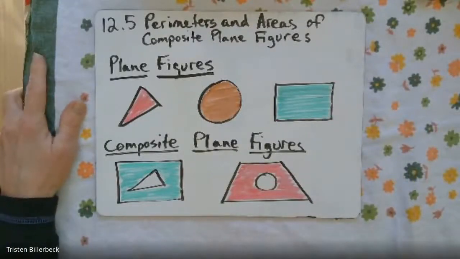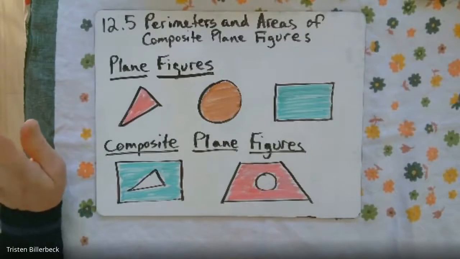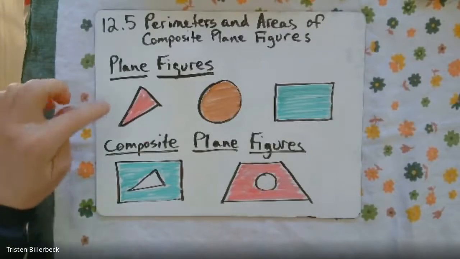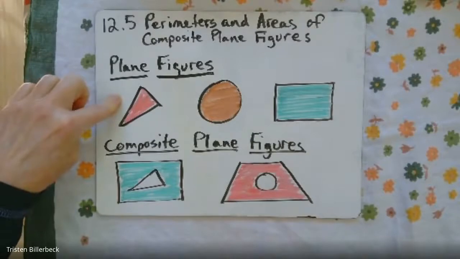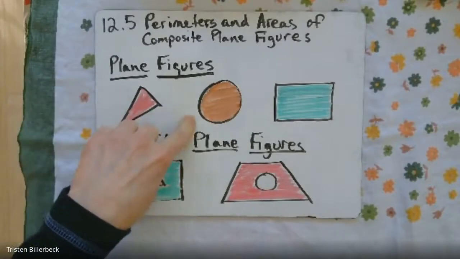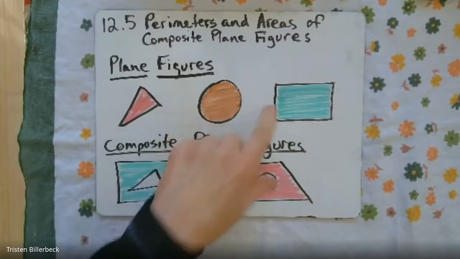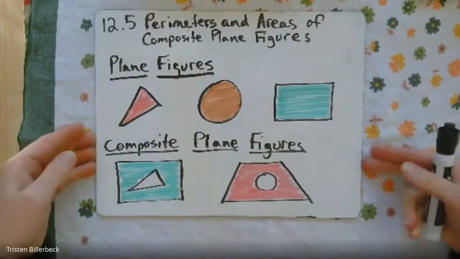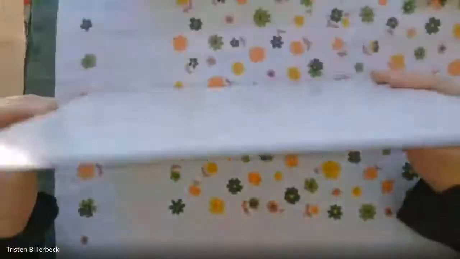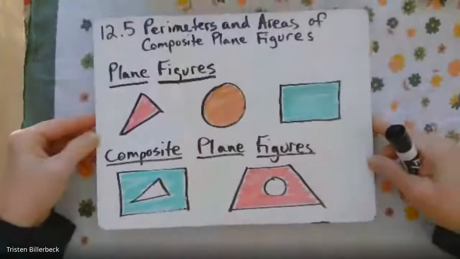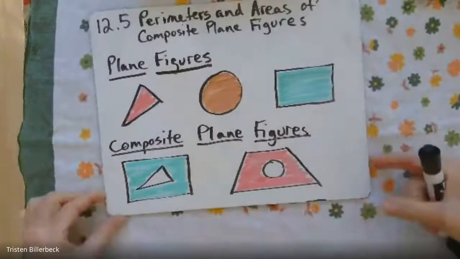Well, hello, this is Miss Billerbeck, and we're going to do 12.5 perimeters and areas of composite plane figures. Now, you may say, OMG, that's a lot, but let's look at what plane figures are. A plane figure is like a triangle, a circle, or a rectangle. Just something that's in a plane, kind of like this is a plane. So that's what plane figures are.